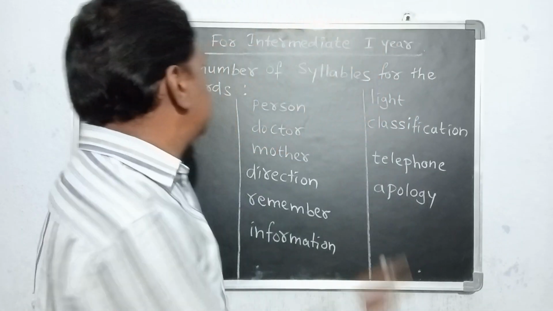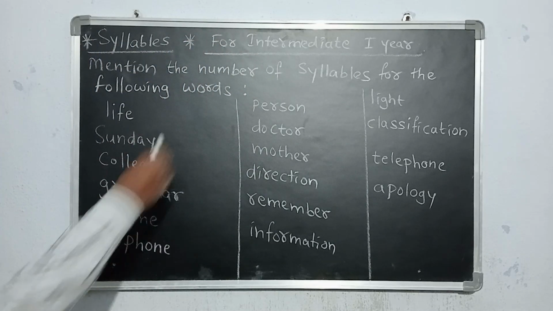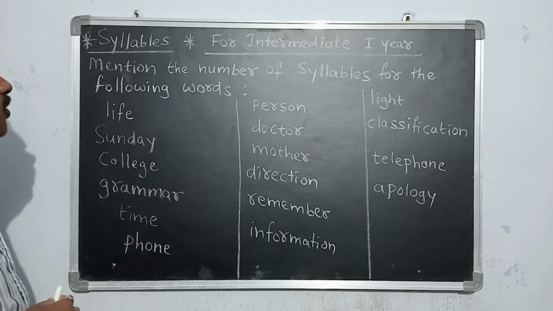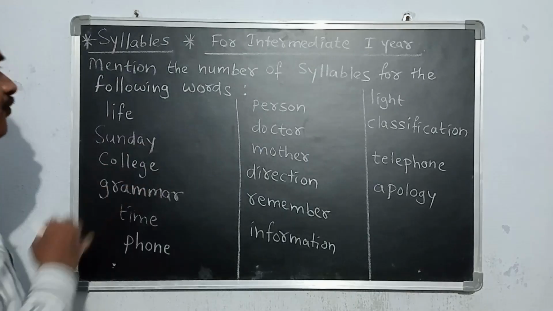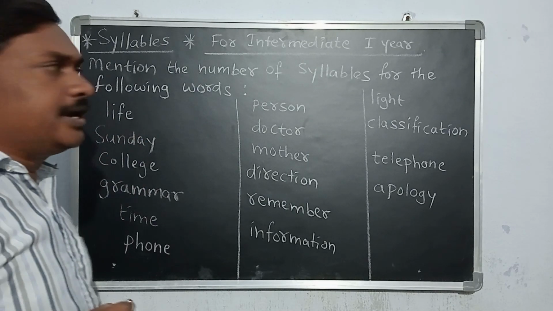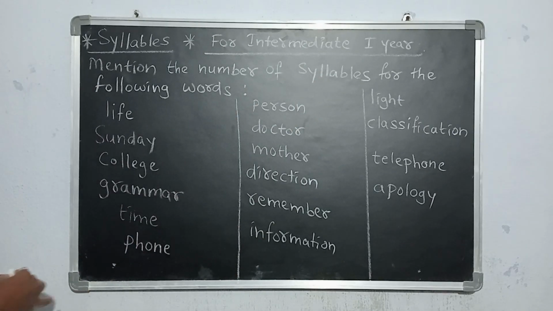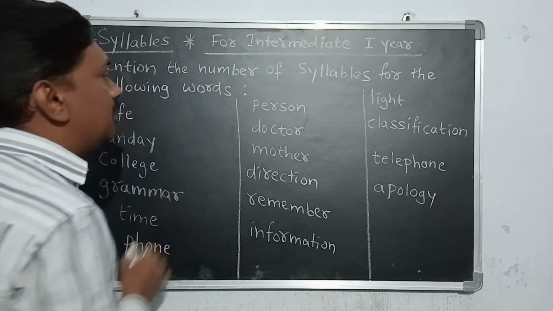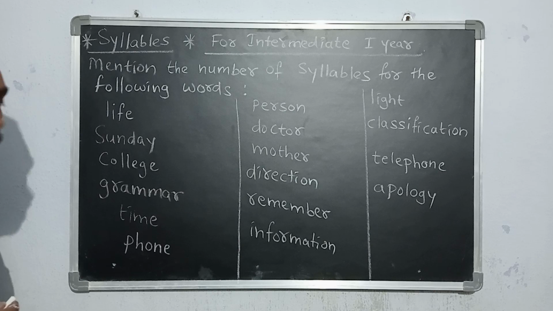Today we are going to discuss the topic syllables for intermediate first year students. Here a few words are given to identify the number of syllables. Mention the number of syllables for the following words. For example, the word life.